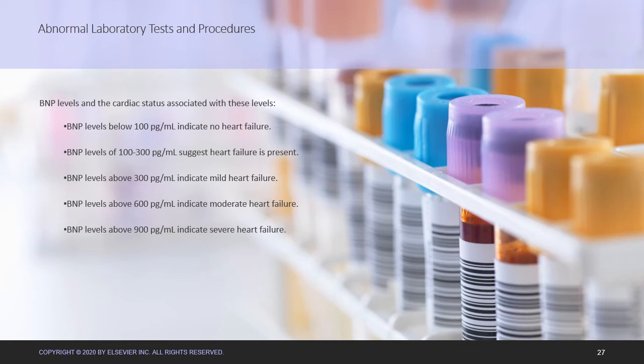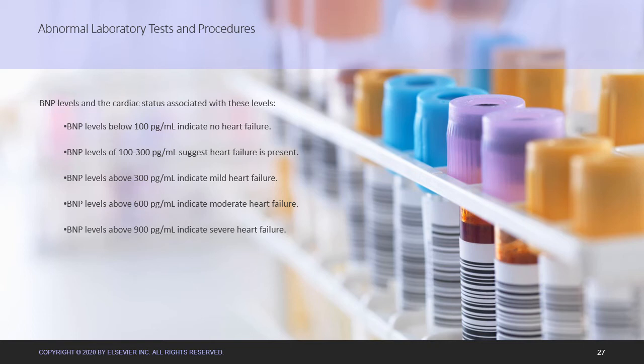The BNP hormone is produced by the heart and reflects how well the heart is functioning. Normally, only a small amount of BNP, less than 100 pg per milliliter, is found in the blood. However, when the heart is working harder than normal over a long period, the heart releases more of the substance, increasing the blood level of BNP. The following provides various BNP levels and the cardiac status associated with these levels.